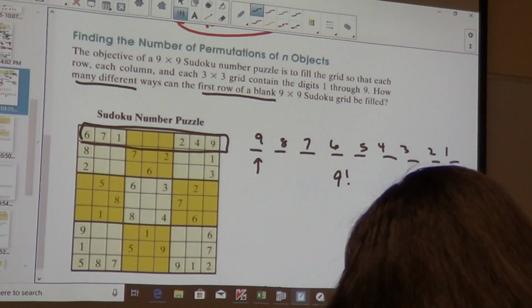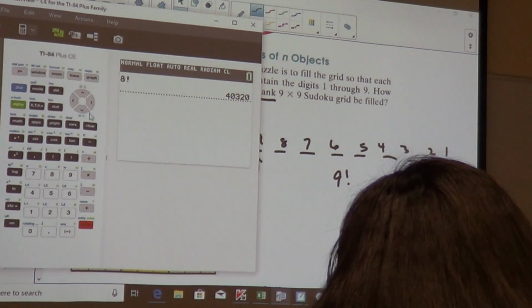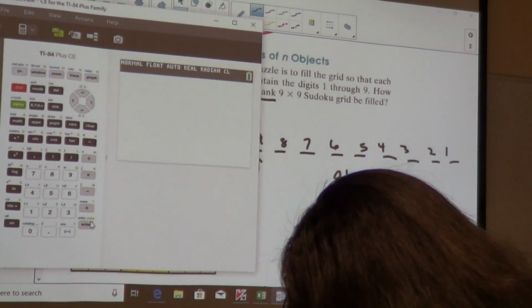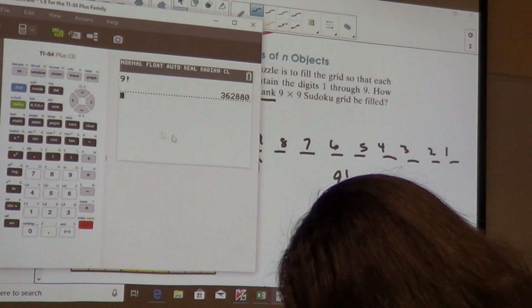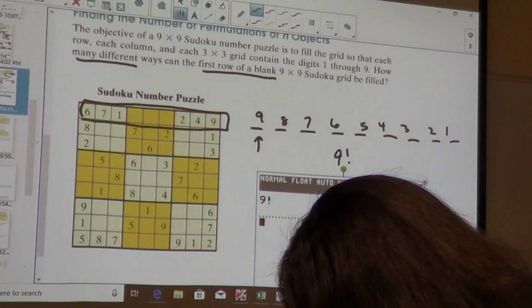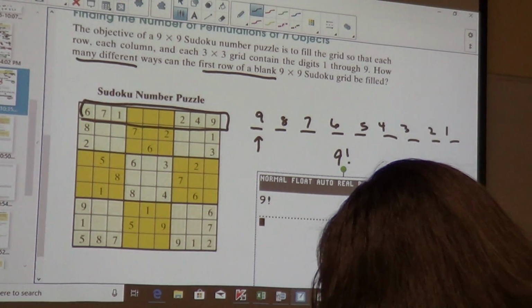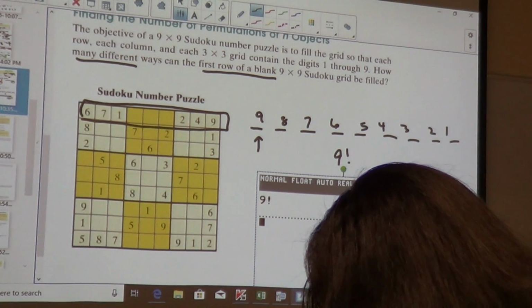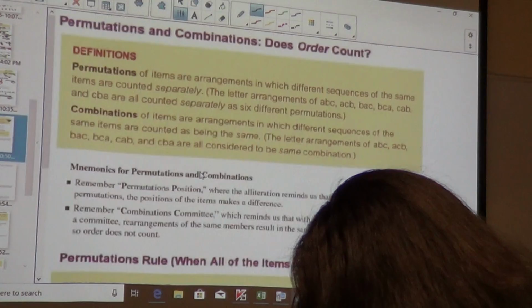9 factorial. This is why Miss Cooper cannot play this game. Now, watch this. If I change that to a 9, that is how many ways there are just to do that one row. No, that ain't happening. Yeah, that's why they give you some numbers. That's still a lot of thinking.